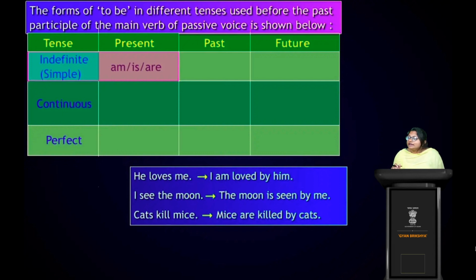Mice are killed by cats. Okay, so mice are killed by cats. Clear? So this is how it functions. Okay. Next. All right. So let's take up the second question of the class today.